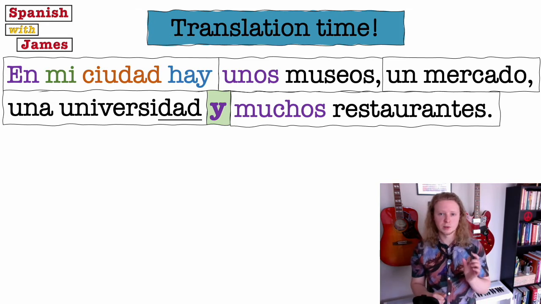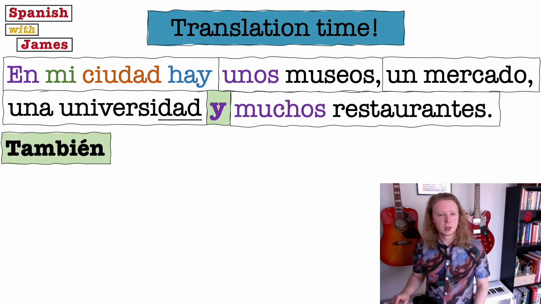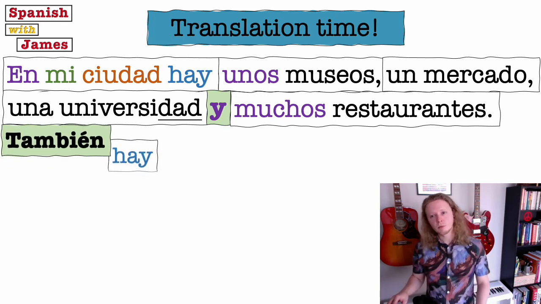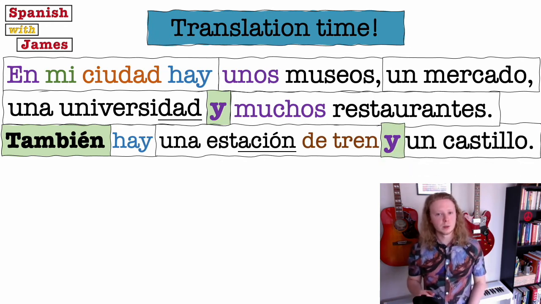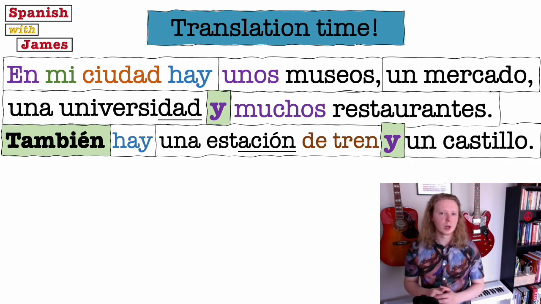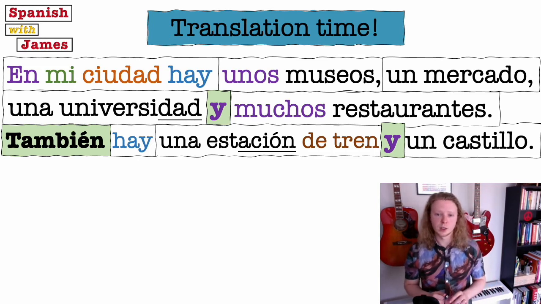So I've used a connective y, and. Now to extend on this even more, I'm going to use another connective. También hay una estación de tren y un castillo. So again, pause the video and work out what that sentence means. So here we've got, also, there is a train station and a castle.